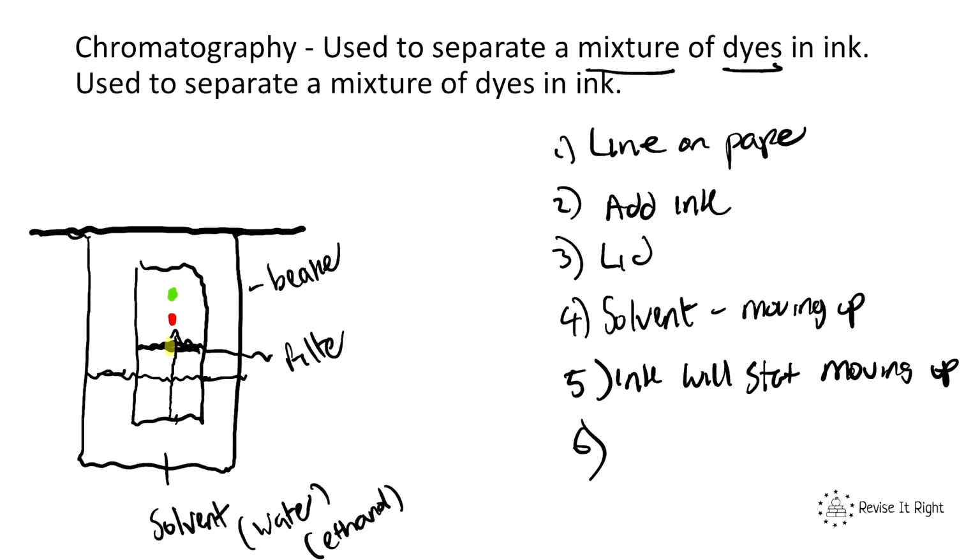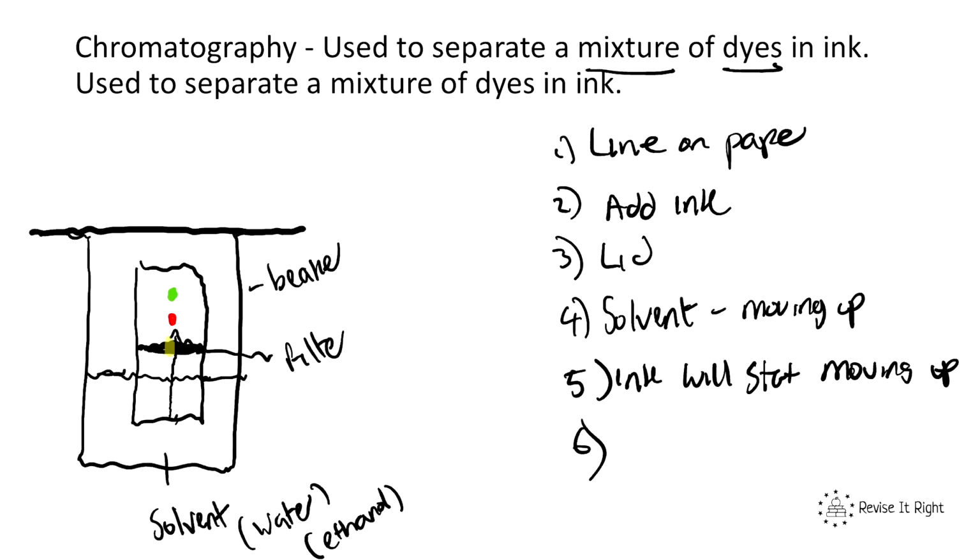If any of the dyes in the ink are insoluble, i.e. they don't dissolve, they'll stay at the line. They'll stay on the baseline here. That's important to understand. So each colour will move up the paper at a different rate, but if an ink doesn't dissolve, then it will stay on the line.